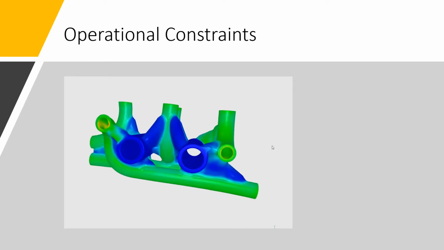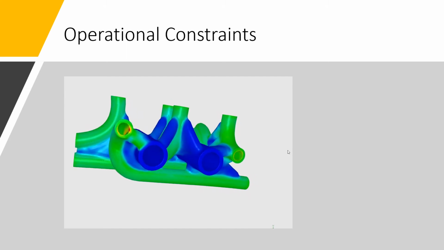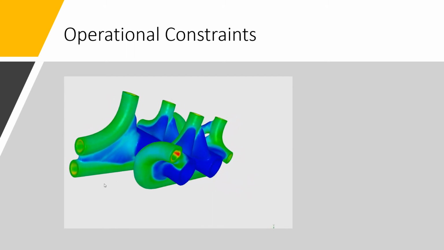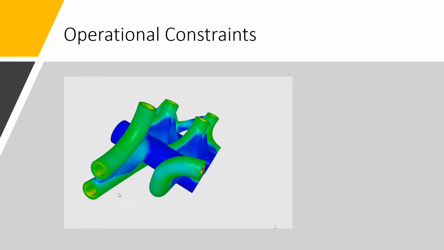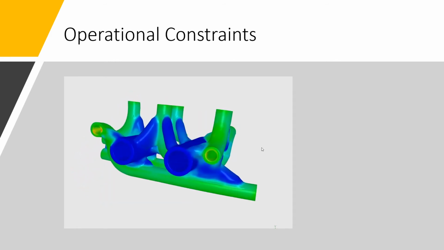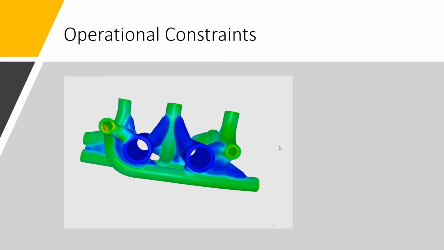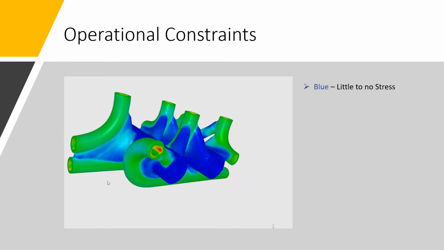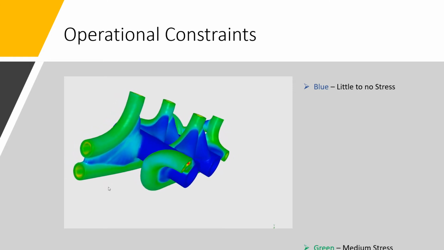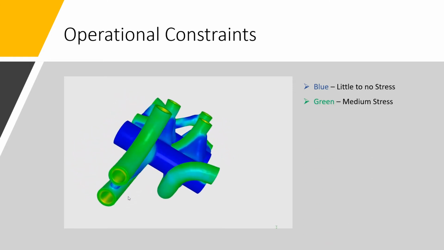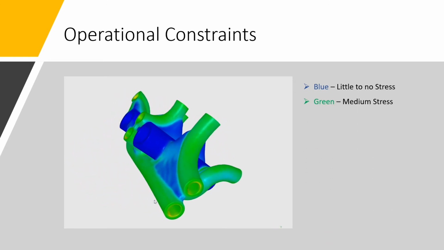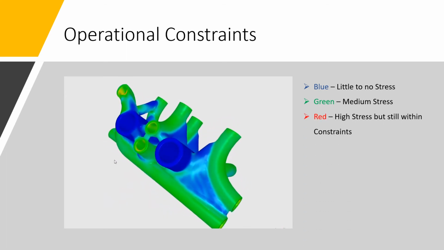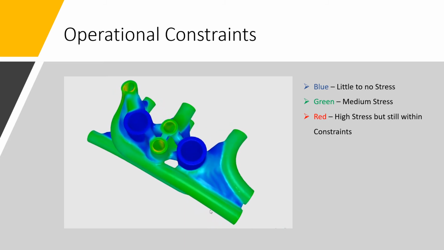When simulated, the topologically optimized design met all operational constraints. No excessive stress or areas of extreme concern were noted. The blue shows an area of little to no stress. The green areas show areas that are slightly more stressed but not of concern. The yellow and red areas have high stress but are still well within the design constraints. No excessive deformation was noted at this time.